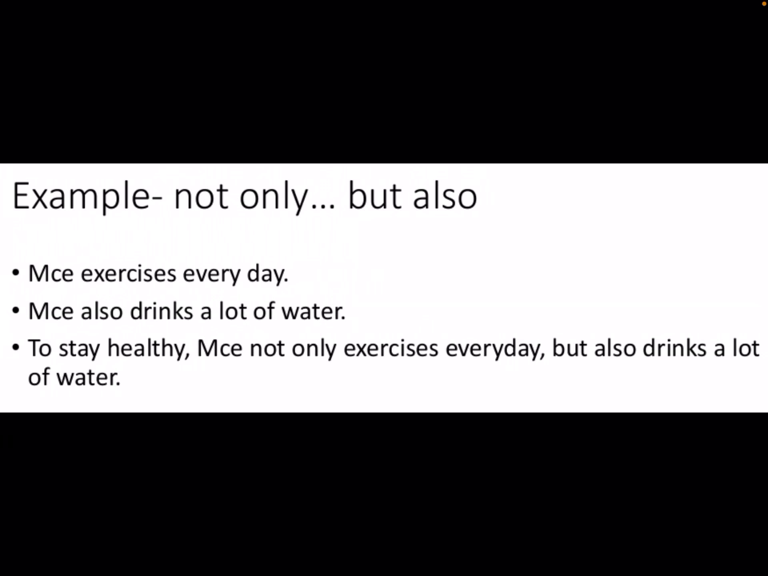MC exercises every day. MC also drinks lots of water. So again, we have a lot of MC and a lot of information. Why write two sentences when we can write one sentence by using conjunctions? To stay healthy, MC not only exercises every day but also drinks a lot of water. You know, so we wrote all the information in the two sentences in one sentence, but it's important to know how to arrange the sentence.